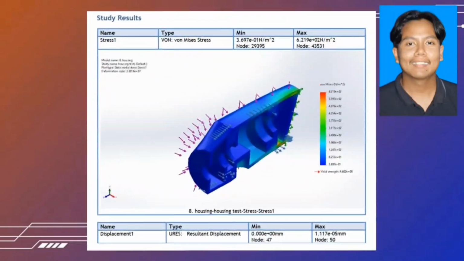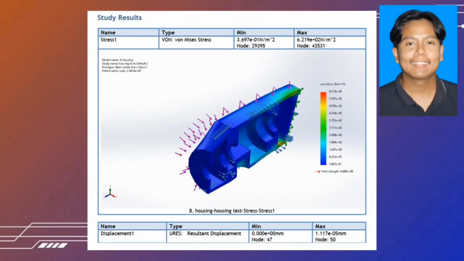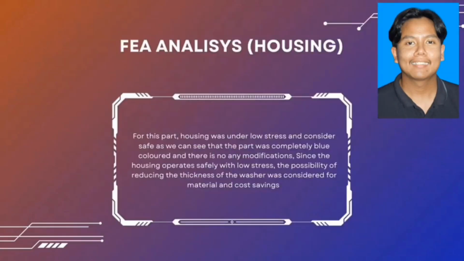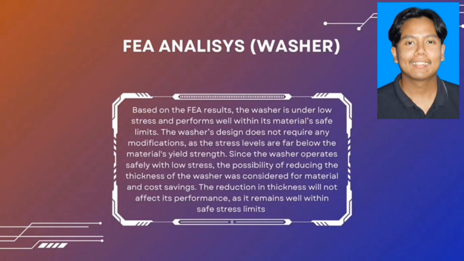FEA analysis, housing. For this part, the housing was under low stress and considered safe, as we can see that the part was completely blue colored and there is no modification. Since the housing operates safely with low stress, the possibility of reducing the thickness was considered for material and cost saving.